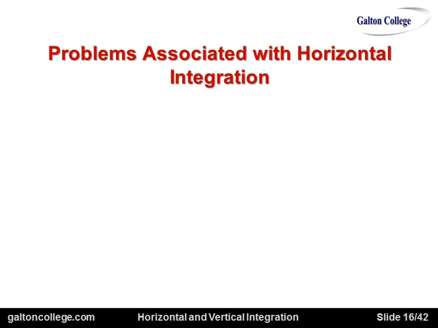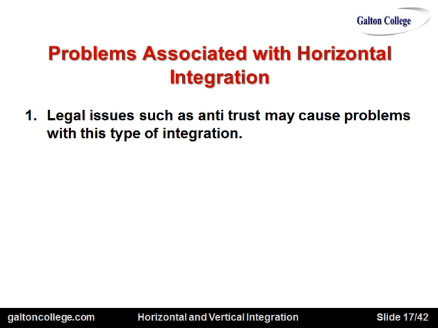Now there are problems associated with horizontal integration. For example, there might be legal issues. Antitrust may cause problems with this type of integration. If companies become too large and start to operate against the customer interests, against consumer interest, then the government may look into mergers that have come about in this fashion. If it's against the public interest, against the customer, it's forcing up the price perhaps, or reducing the quantity, or reducing the quality of the product, then the government may become involved. Then there may be legal issues, legal barriers to this type of integration.